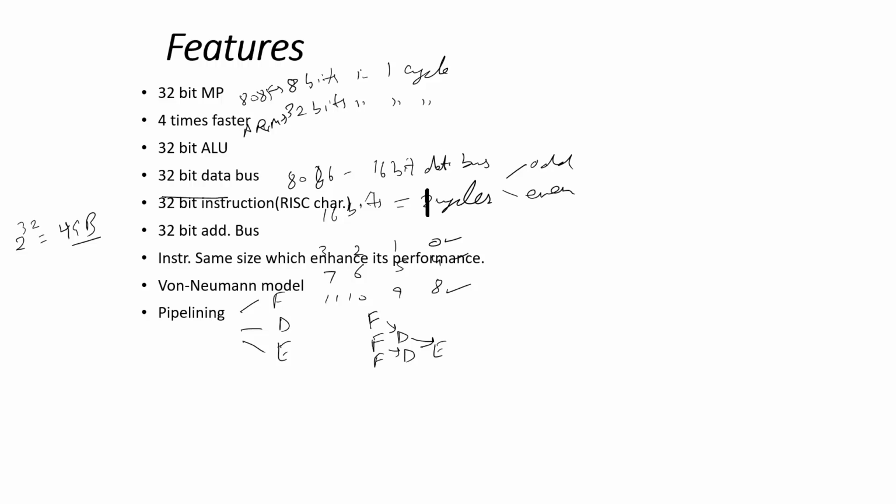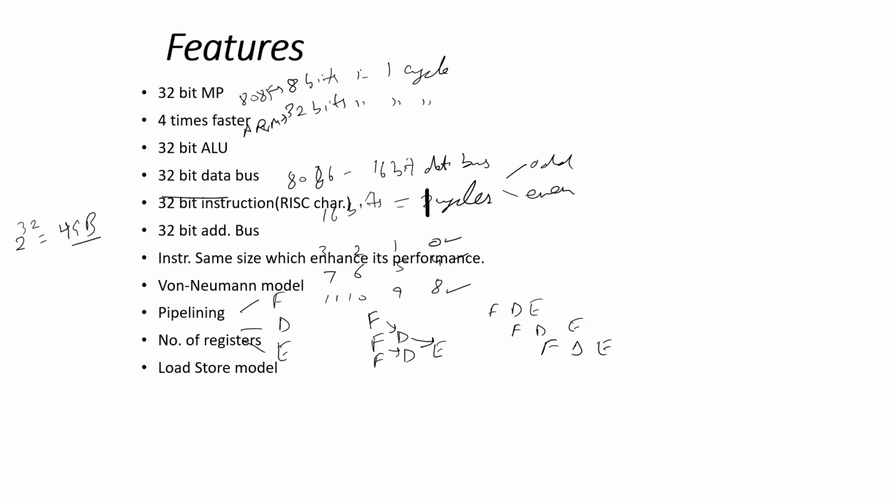So similarly, the process follows: fetch, decode, execute, fetch, decode, execute, fetch, decode, execute. Next is that ARM processor contains a total of 37 registers, which is a huge amount. The complete architecture of ARM processor follows the load store model.